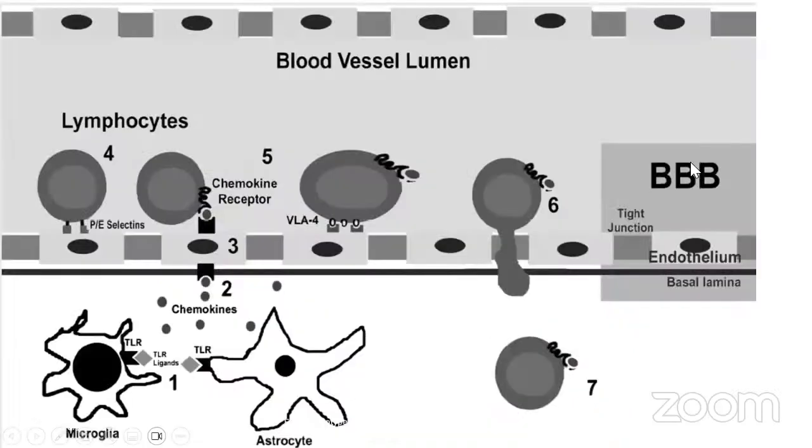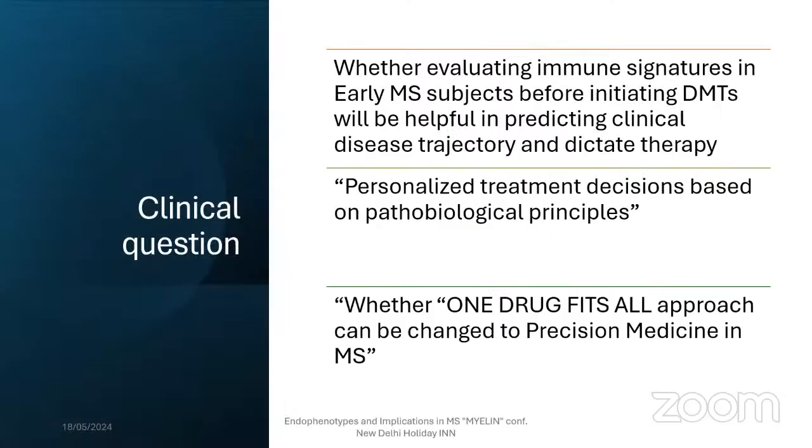So, in the blood vessel lumen, the lymphocytes get attached to the blood-brain barrier, and slowly they migrate into the brain parenchyma, and the activated cells release various chemokines, also assisted by microglia and astrocytes, and cause demyelination. So will evaluating the immune signature in early MS subjects before initiating DMTs, or disease-modifying therapies, be helpful in predicting clinical disease trajectory and also dictate the therapy?